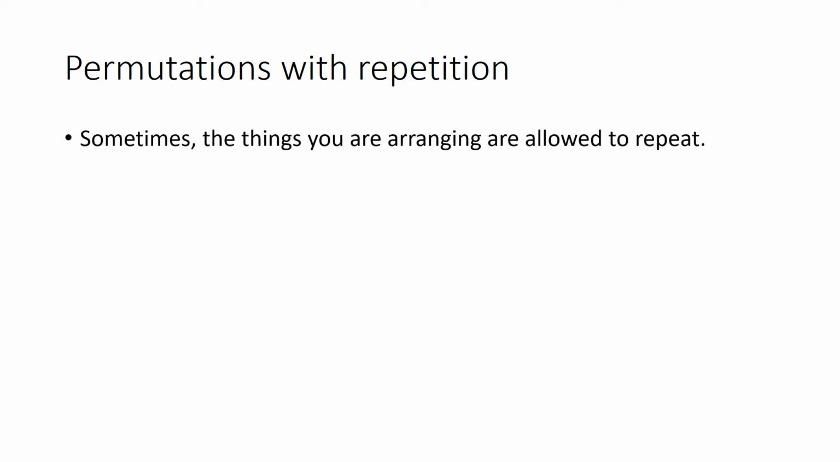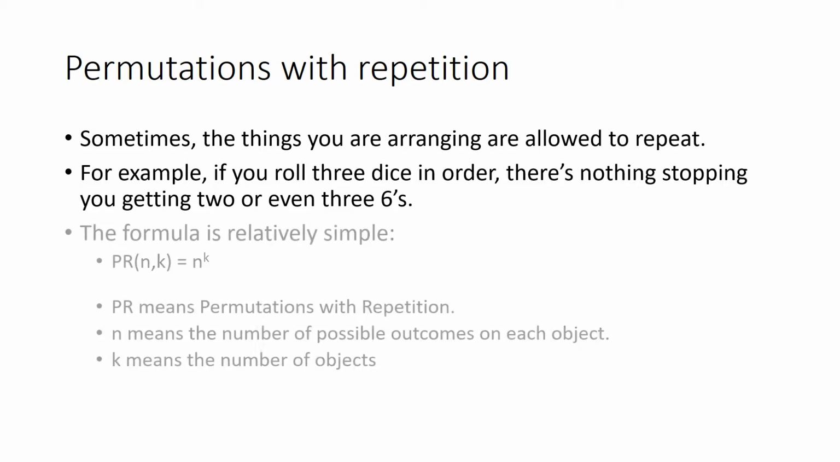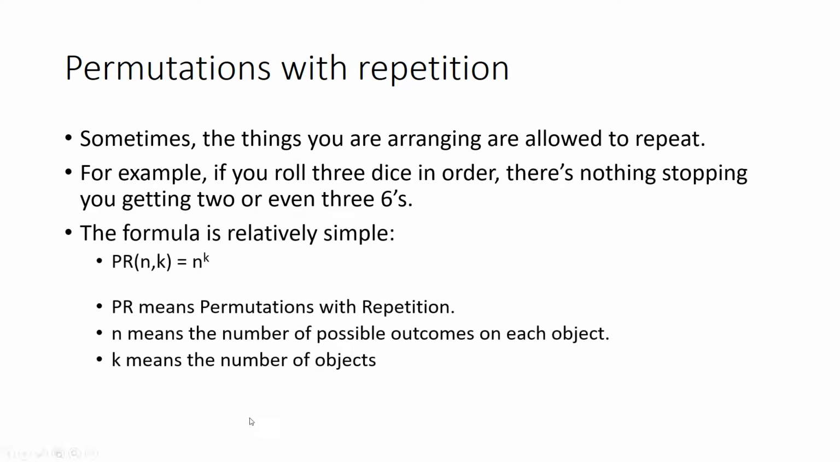So you can have permutations with repetition, and what this means is the things that you're arranging are allowed to repeat themselves. For example, if you roll 3 dice in order and keep the order in the arrangement they are, there's nothing stopping you getting 2 or even 3 sixes, because even though the order matters, you're not removing 6 from the possible outcomes. So in this case, the formula is relatively simple.